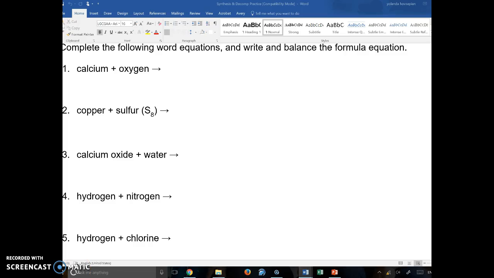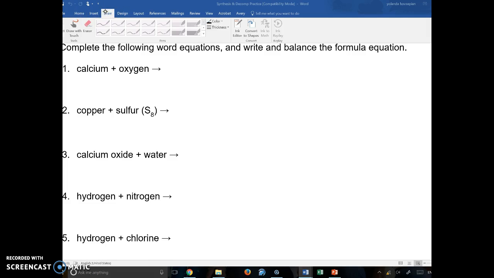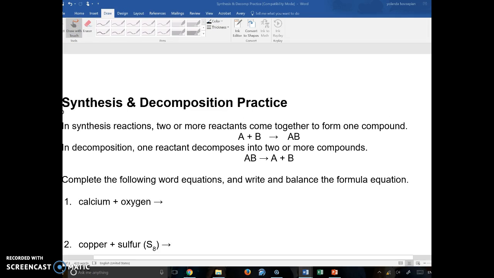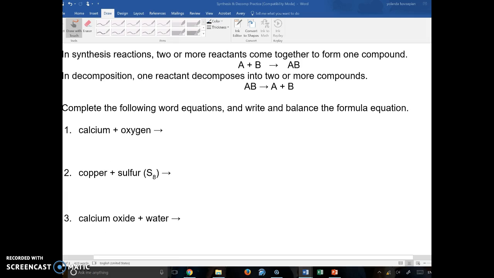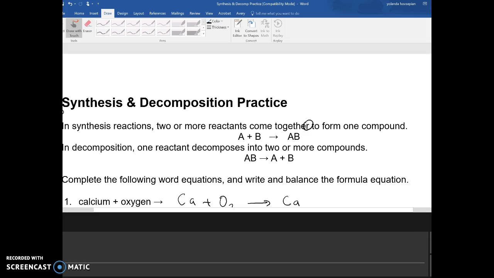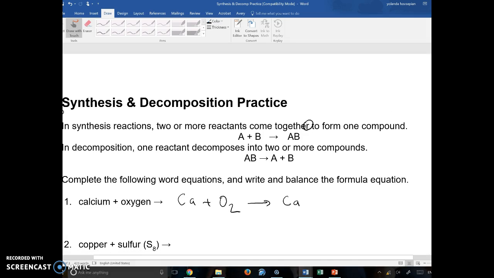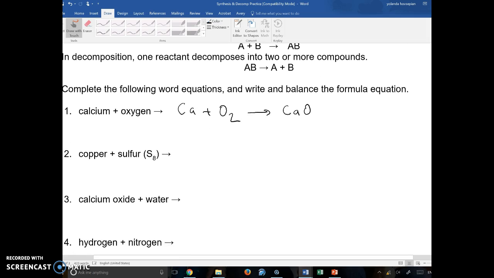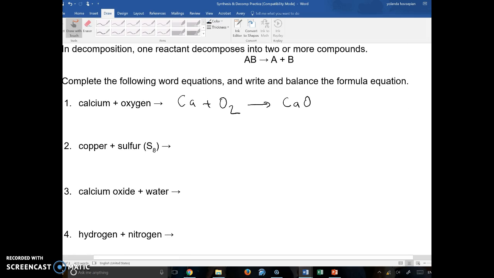Okay, so looking at this worksheet, the first one you see there's calcium and oxygen. So calcium as a metal, you know, is just Ca, right? And oxygen you know to be diatomic. So when they combine together, what do you get? You get calcium oxide. Why calcium oxide? Well, because you have +2, -2. So then you can go ahead and balance, and you're done.